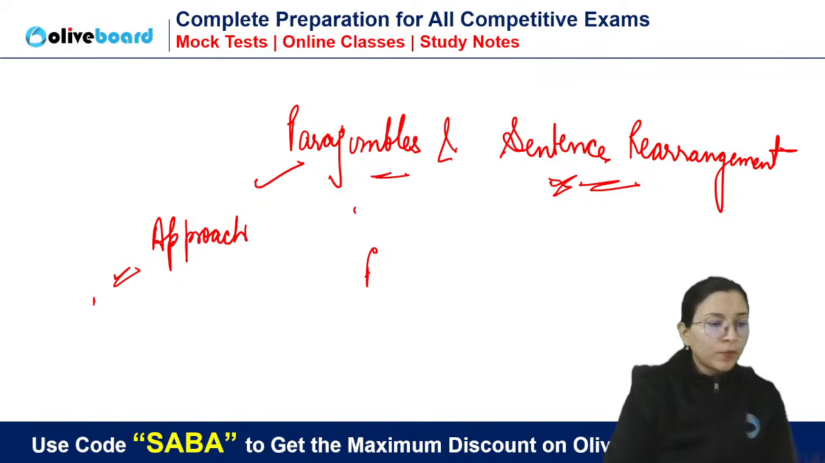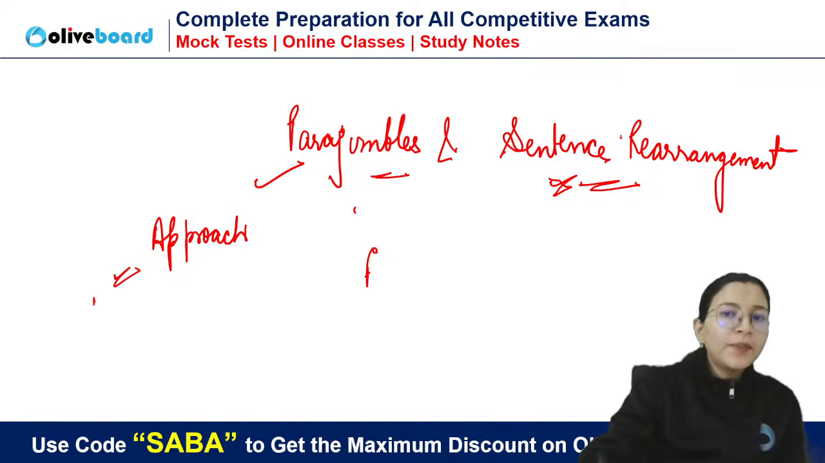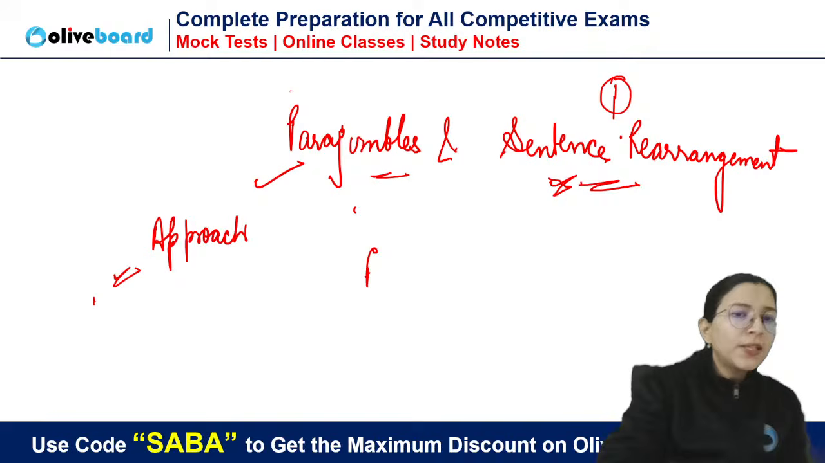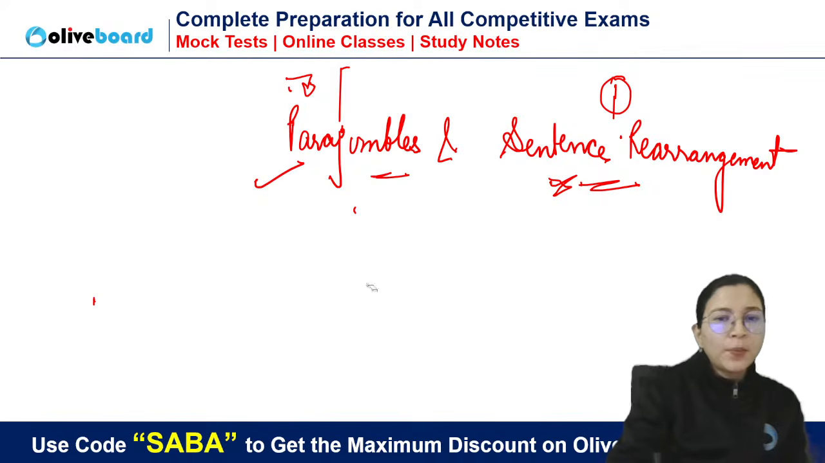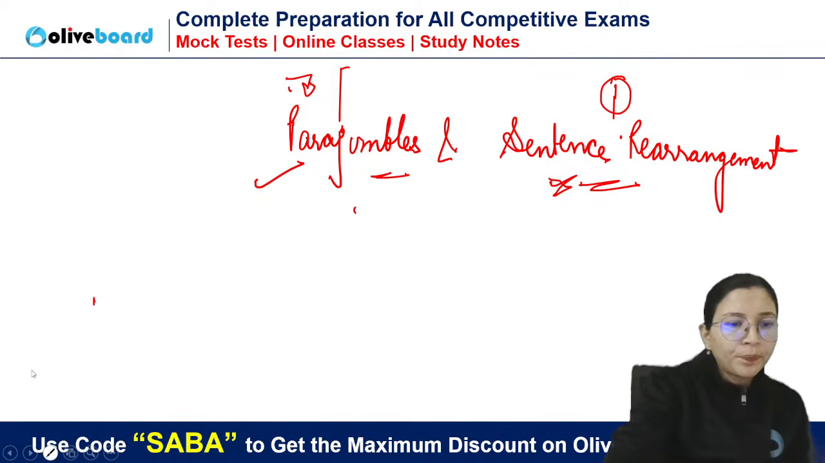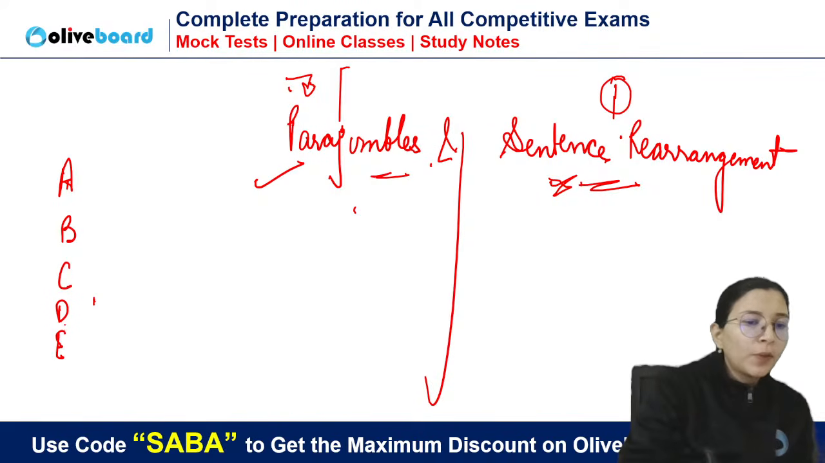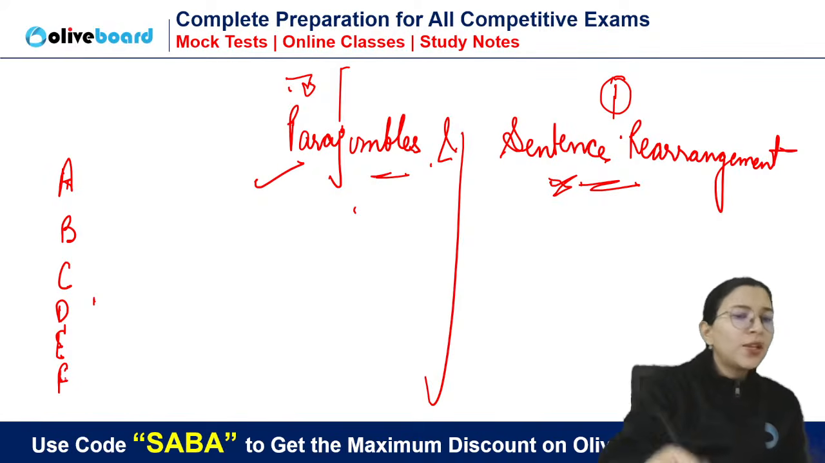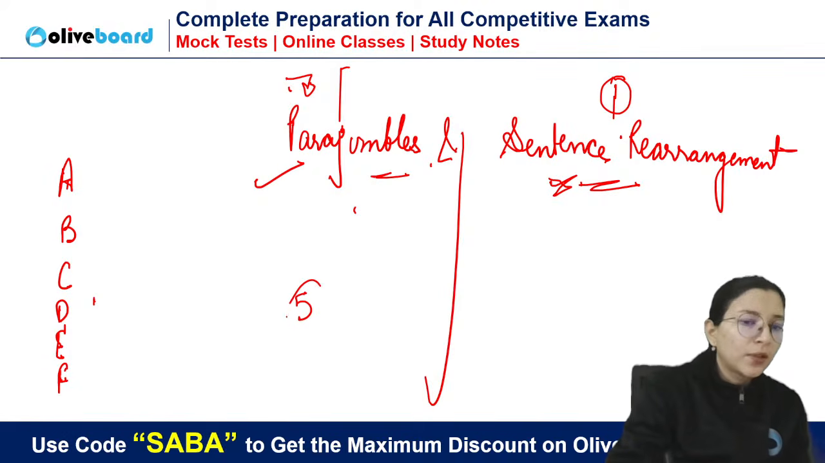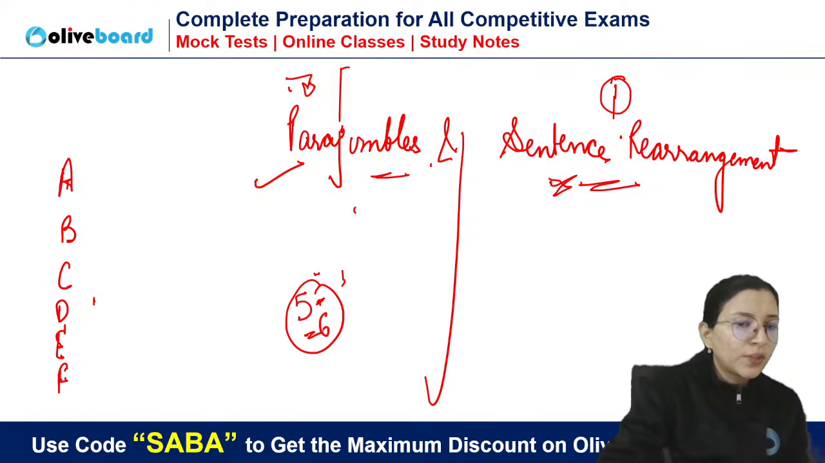Sentence arrangement is where options are given, and one question will be of 1 mark. Parajumbles is where you have 5-6 sentences. The difference between parajumble and sentence arrangement is that in parajumble, suppose 6 sentences are there: A, B, C, D, E, F, G. Now here options will not be given. If you arrange these sentences, it is a set of 5 to 6 marks.